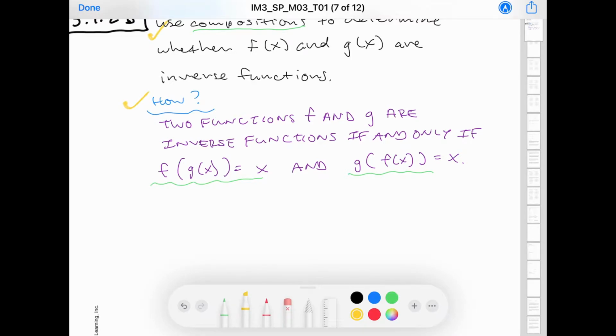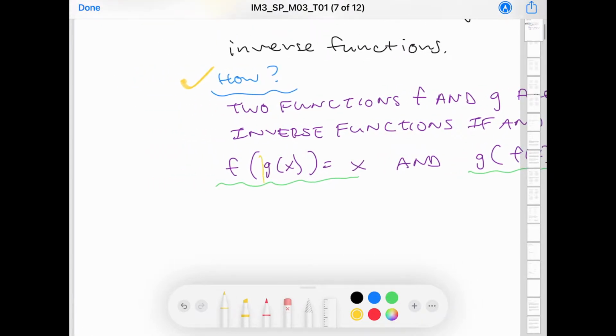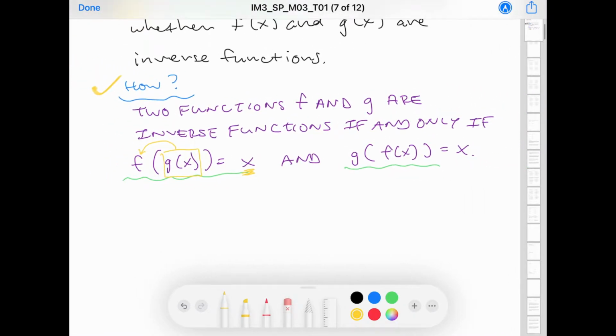the two functions, f and g, are inverse functions if and only if f of g of x equals x and g of f of x equals x. What does that mean? If you can put g into the function f and your result is x, and you do that over here as well, you take the f of x function and you put it into g and your outcome is x. If both of those happen, then they are inverses.